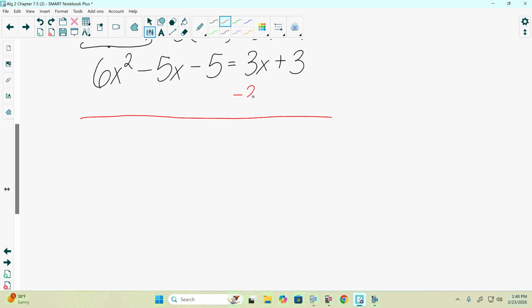So the first thing we can do is subtract 3x from both sides. We could have also subtracted 3 first. It doesn't matter which. But if we subtract 3x from both sides, -5x minus 3x, -5 minus 3 is going to be -8x. We still have our -5. On the right-hand side, our 3x minus 3x would be 0, leaving us with our 3.